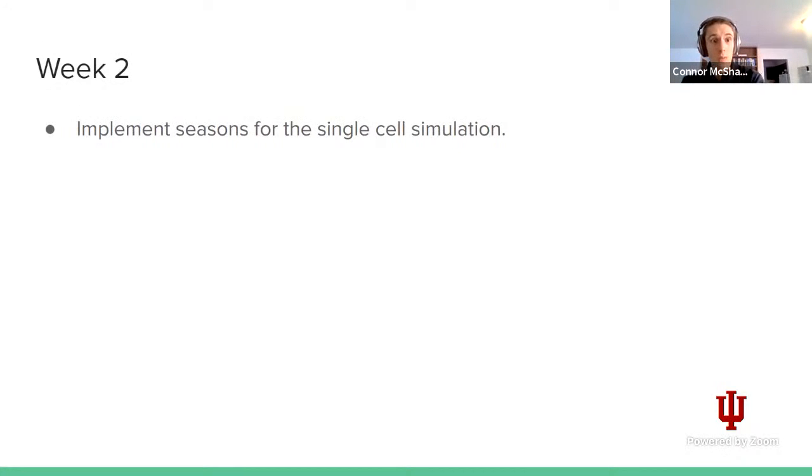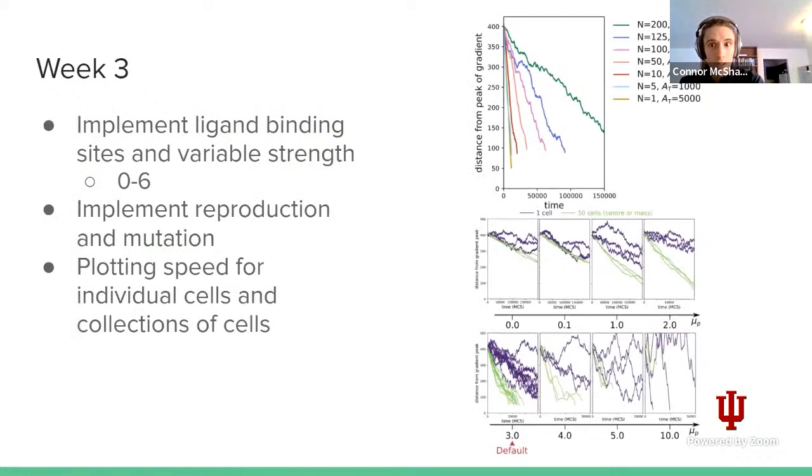Then for the next week, we are going to implement seasons within this single cell simulation to get the gradient to move around at different periods. Week after that, and these are some figures on the right from their paper, just to give an idea of what we'd want to expect.